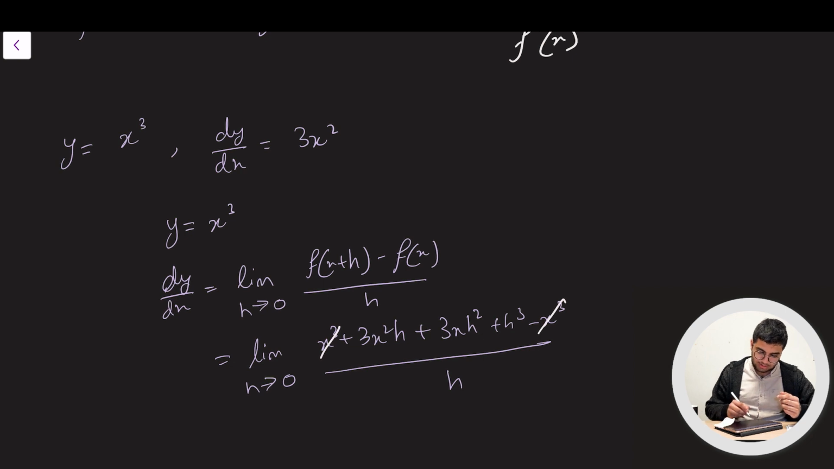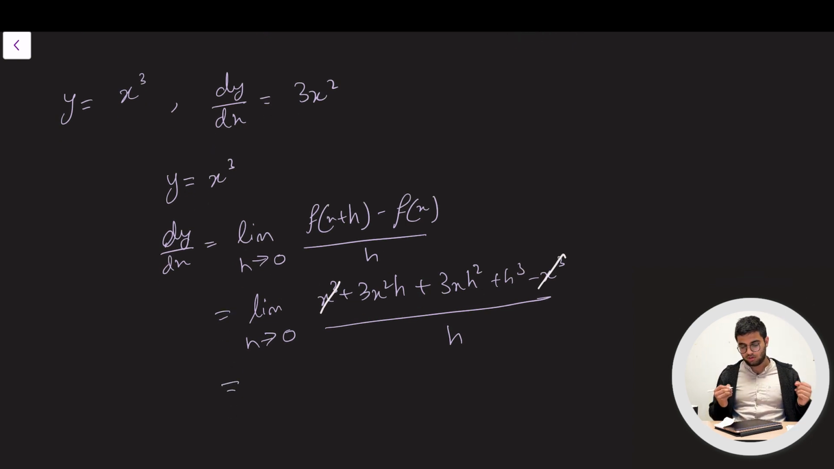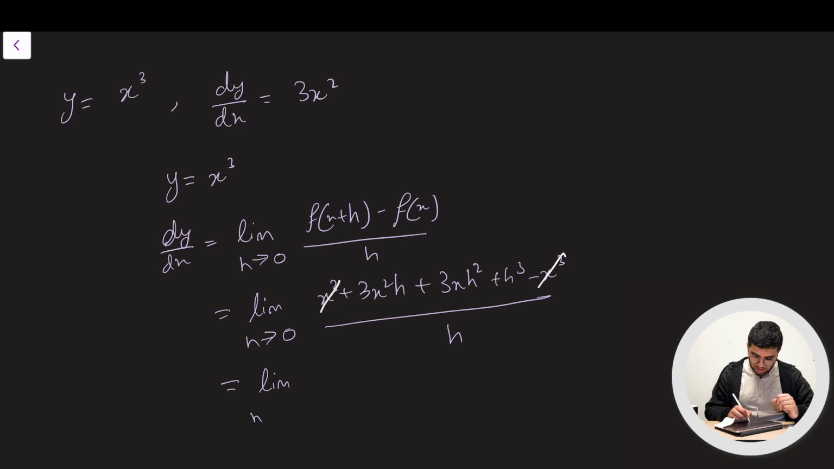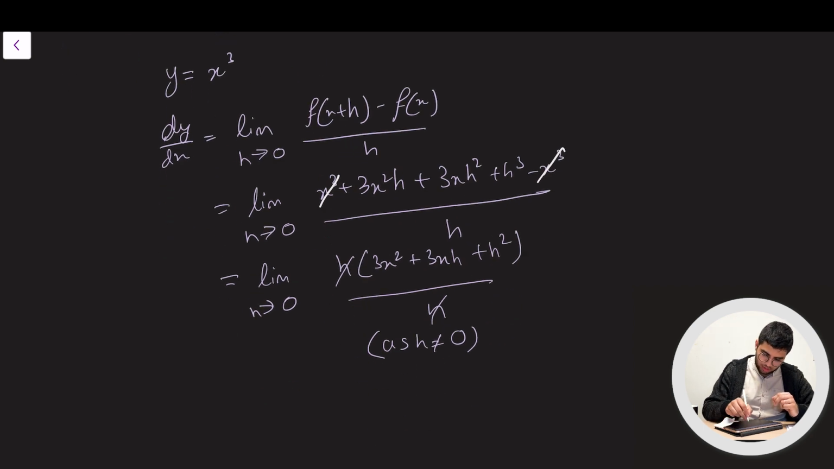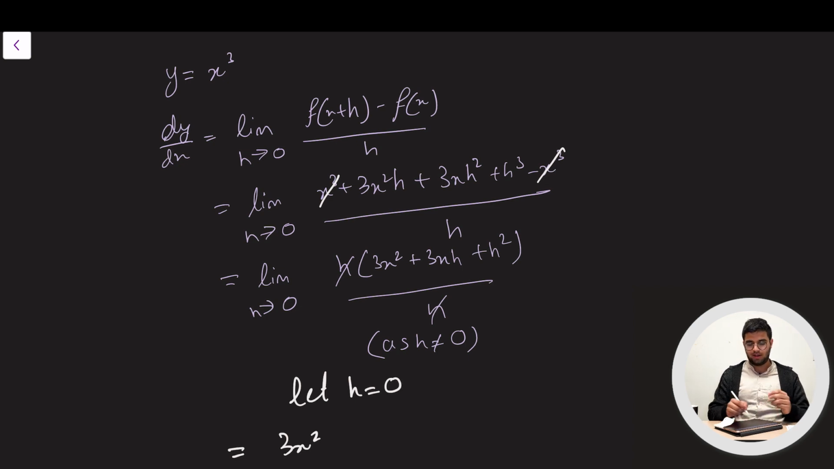You cancel out the x cubed and you're good to go. Factor out the h, cancel out the h. Same old. Cancel them as h is not equal to 0. And then you let h equal 0 and you get 3x squared, because the other values have an h and they become 0.